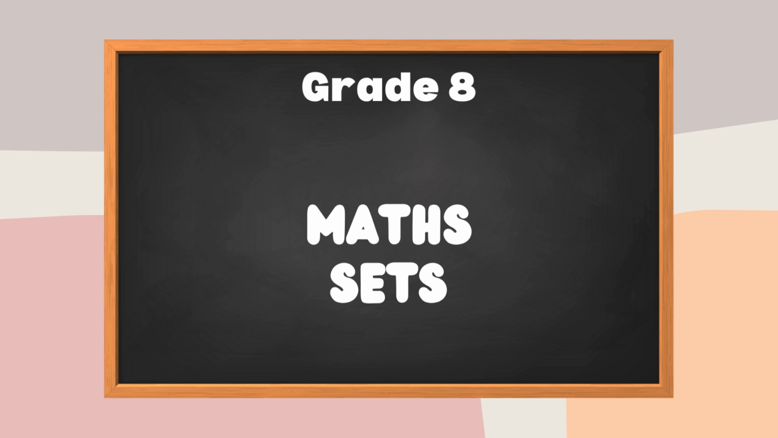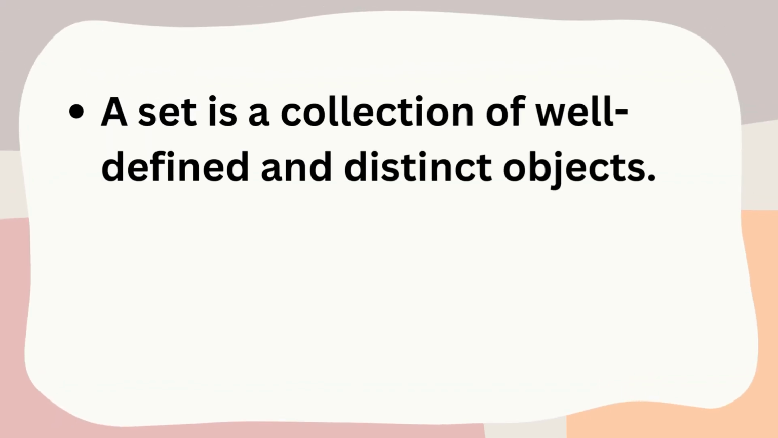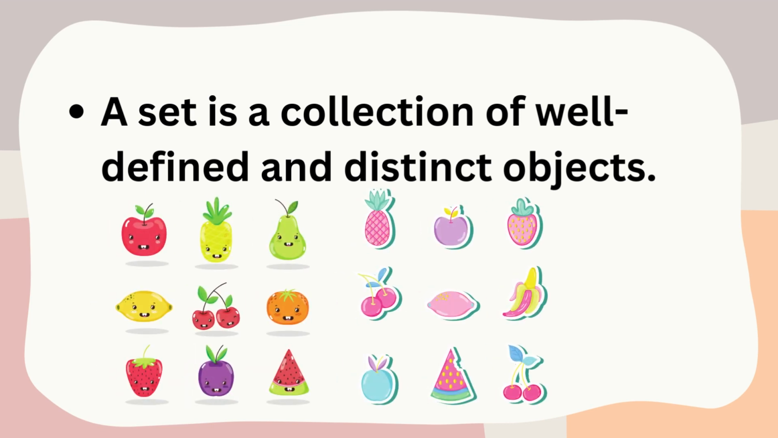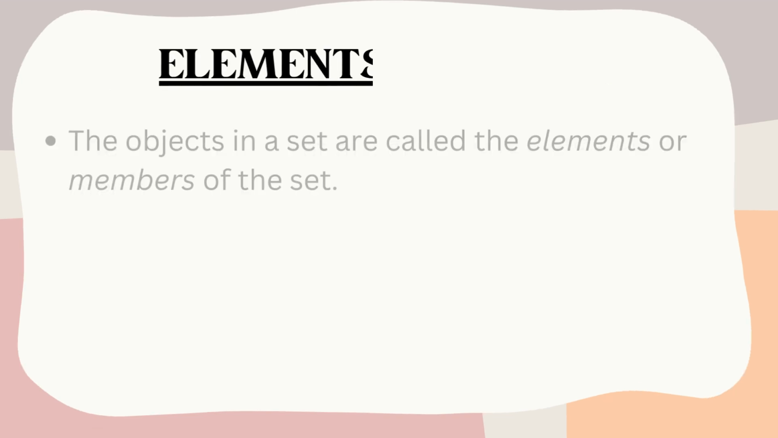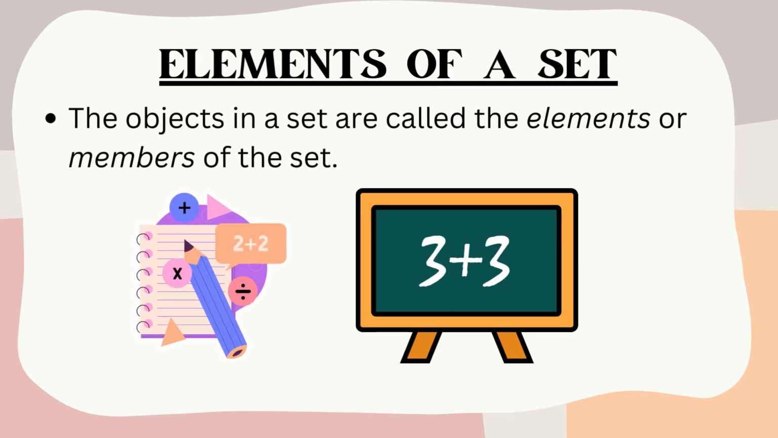To know what a set is, a set is basically a collection of well-defined or distinct objects. Let's have a look at an example, a collection of fruits. All of these particular objects are distinct from one another. To know what an element of a set is, an element is basically a member of the set, or the object present within a set.